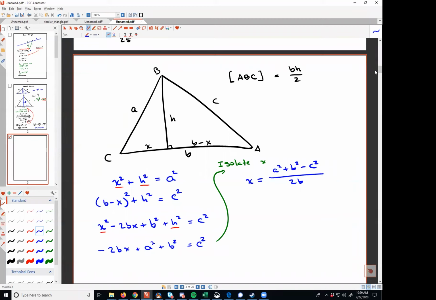Mr. Crawford, please, isn't it minus b squared? I'm sorry, say again? Your x is equal to a squared plus b squared. I'm saying, isn't it minus b squared? I think a squared and b squared have the same sign. Oh, okay. Yeah.